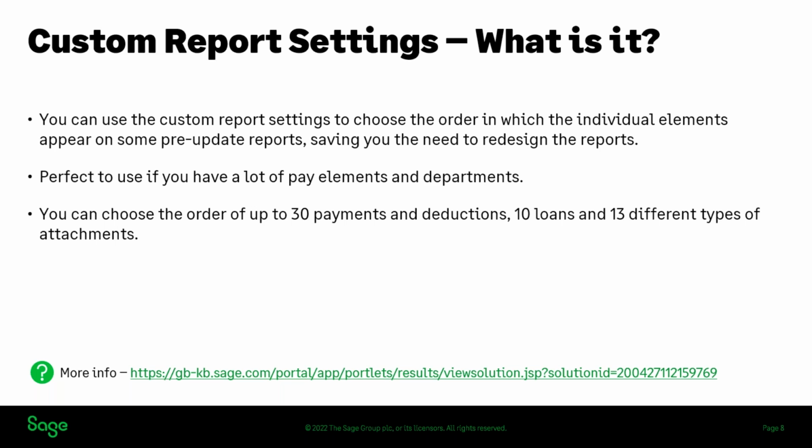And you can choose the order of up to 30 payments and deductions, 10 loans, and 13 different types of attachments. So please bear in mind though, that's the maximum for the custom report selection, but if the report that you're wanting to run can only hold 10 payments, for example, it'll just be the top 10 in the list of the report setting that you'll be creating. So it is report specific, but you can do up to 30 payments and deductions, 10 loans, and 13 different types of attachments.